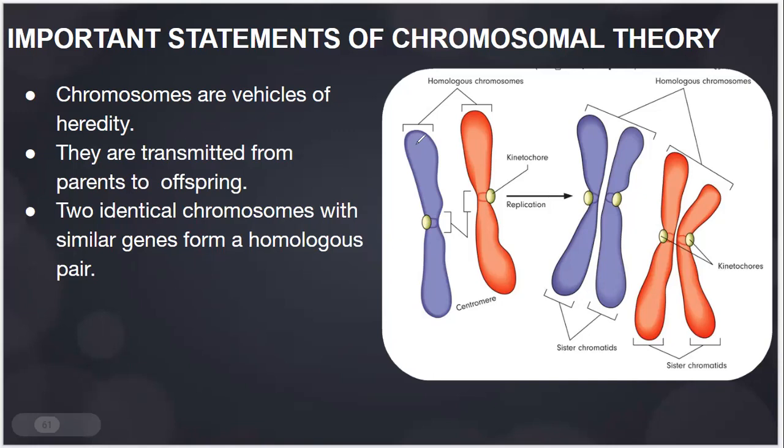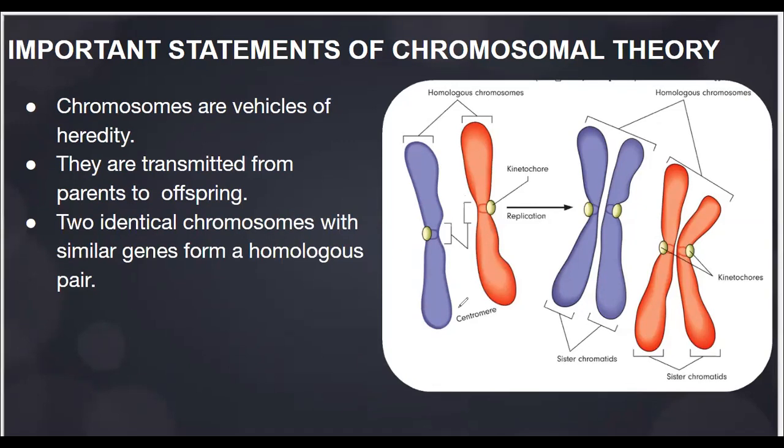There are certain regions of the chromosome which have a similar set of genes. Just imagine that this region and this region, for example, have the same set of genes. So this part of the blue chromosome and this part of the red chromosome, we will call a homologous pair. Homologous means homo means similar.